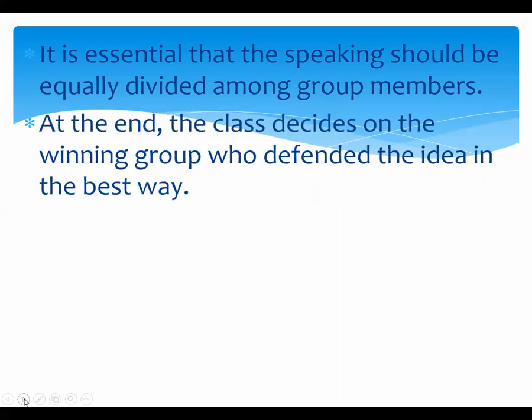At the end, the class decides on the winning group who defend the idea in the best way. Okay, so because discussions are done in group, then they can present their ideas to the whole class, and after that, at the end, the winning group, the one who has presented their ideas in a better way, will get the reward for that. Okay.